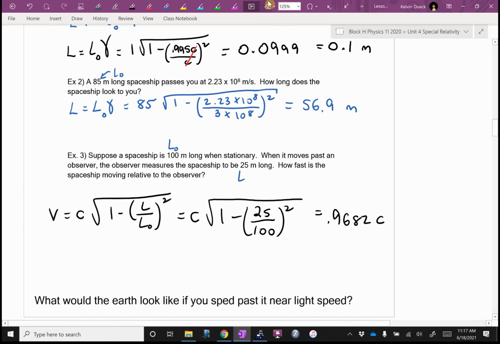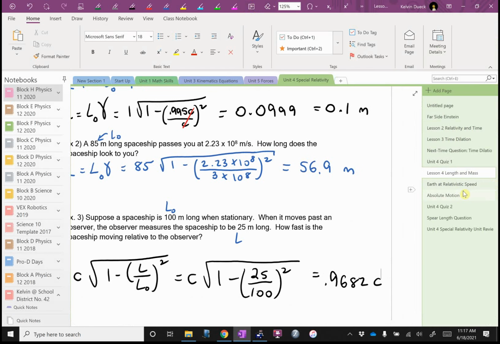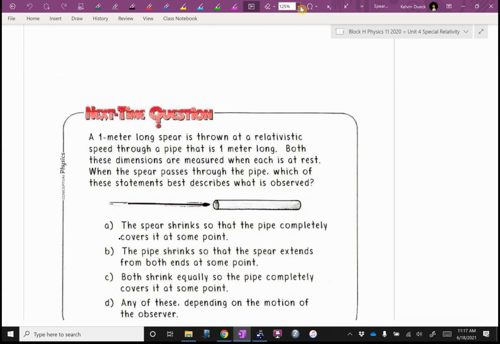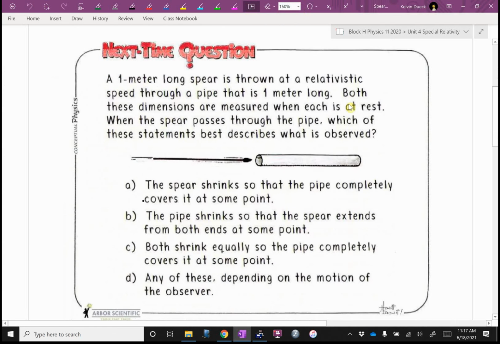So we're going to pause here. But here's our thought puzzle. Look up. Suppose a 1 meter long spear, let's make it a meter stick, is thrown at relativistic speed near the speed of light through a pipe that's 1 meter long. Both these dimensions are measured when each one is at rest. So these are both L0s. When the spear passes through the pipe, which of these statements best describes what is observed?